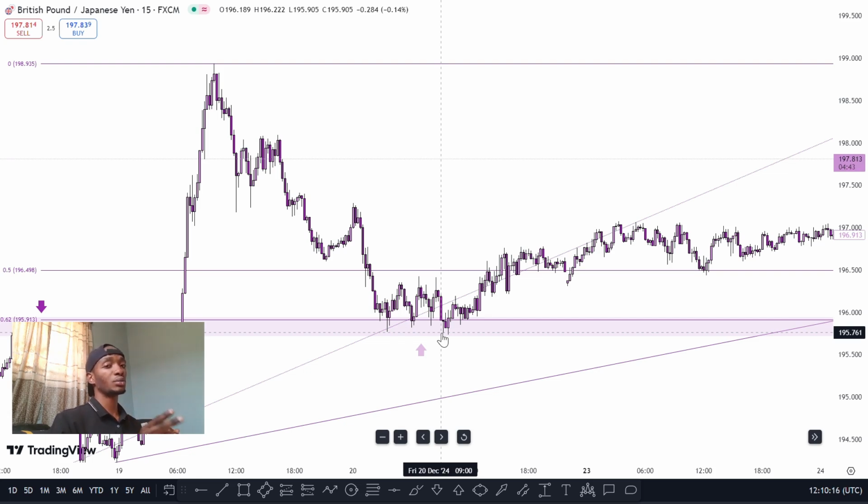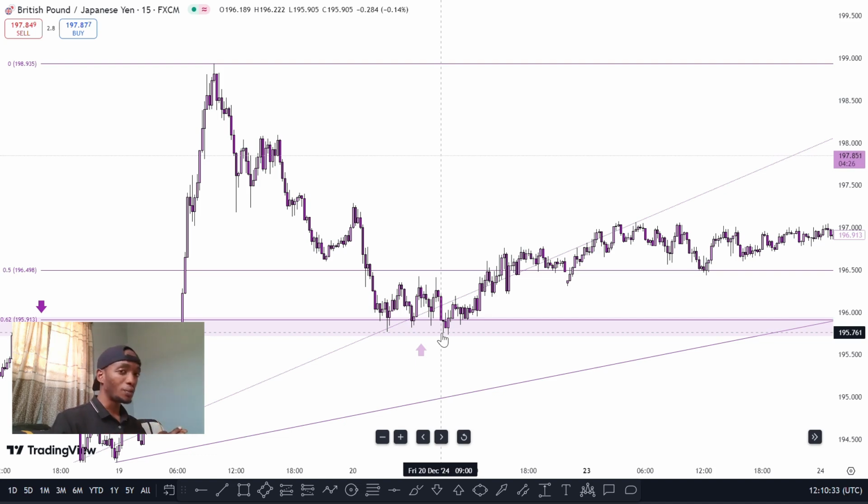The reason is because I want to take out the liquidity from the 0.5 level. Sometimes price doesn't get to 0.62, but sometimes it comes a lot. So that's why I always use the 0.62 level. The Fibonacci is the third confluence.